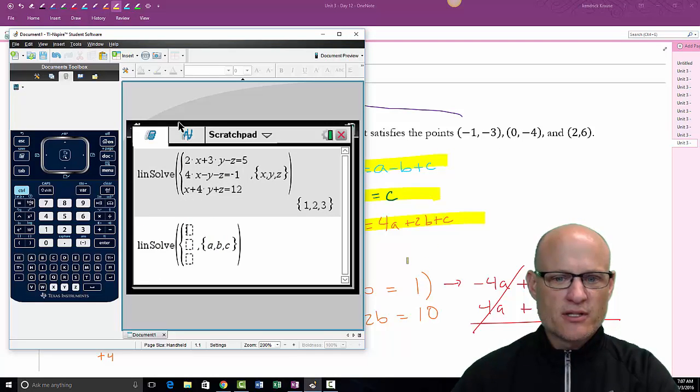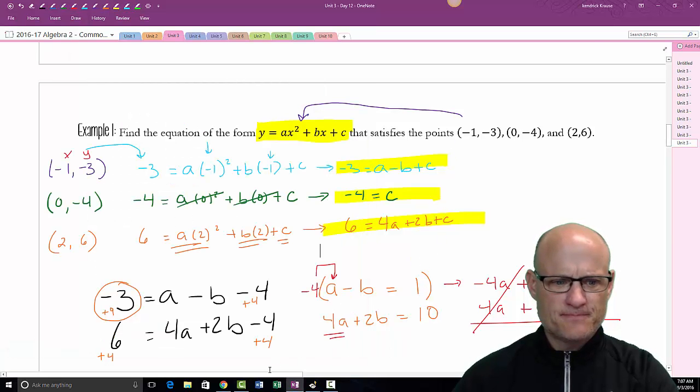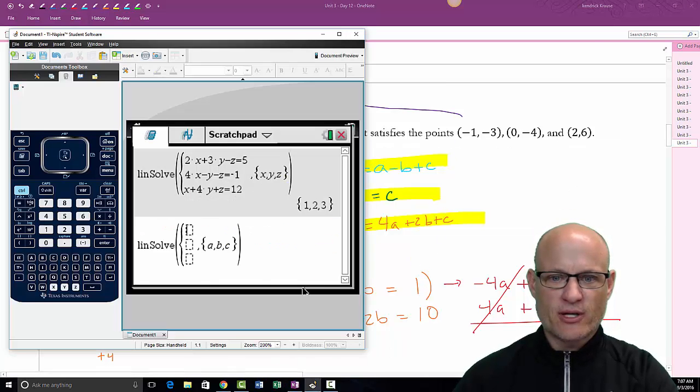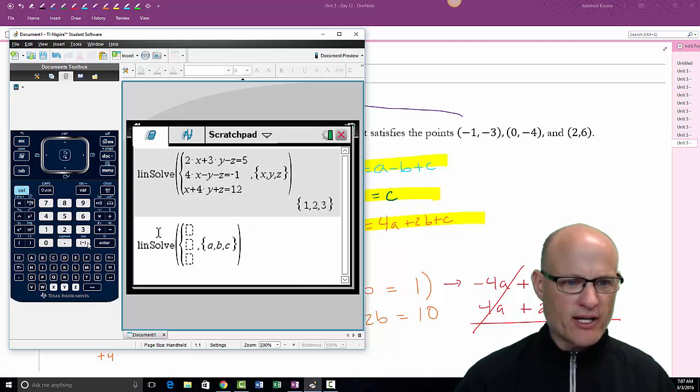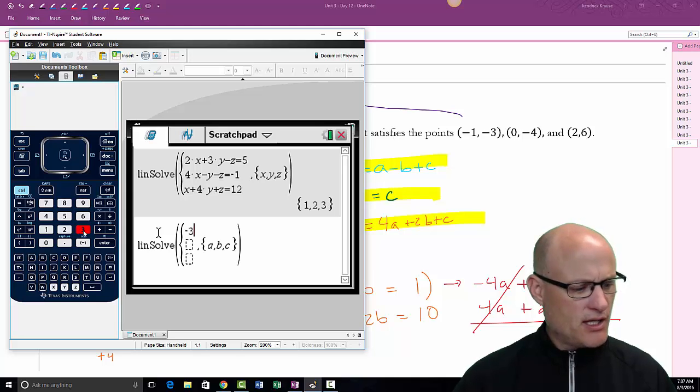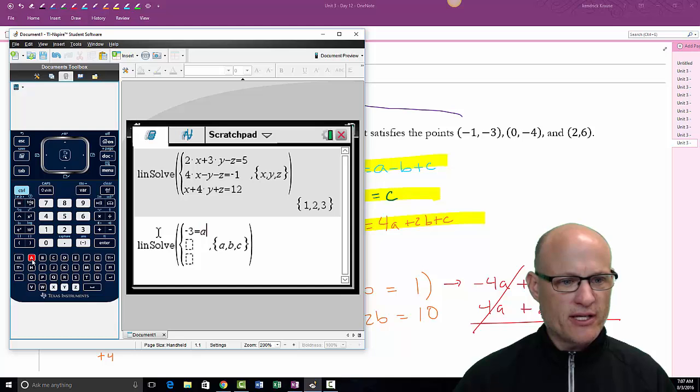So that's a little weird. How am I going to get those in there? They're not showing up. Okay, so in this case, it's going to be -3. You got to be careful with the negative. -3 equals a minus b plus c. And then this next one is going to be simply just -4 equals c. That's all that one is.